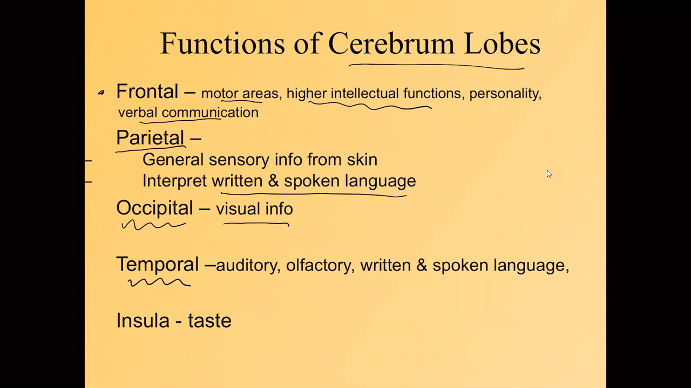Okay, temporal is auditory, so hearing, olfactory, what you're smelling, and written and spoken language. And then the insula, which you can't see on this picture, is deep inside the brain, and it has to do with taste.